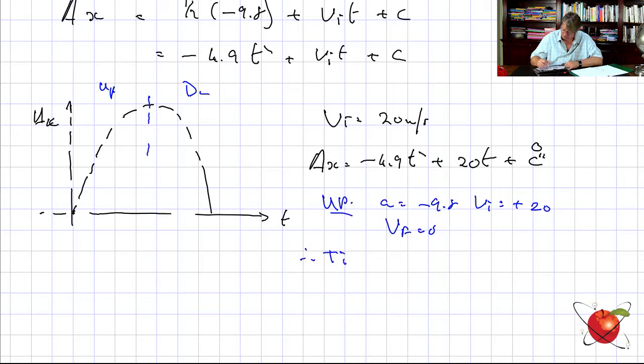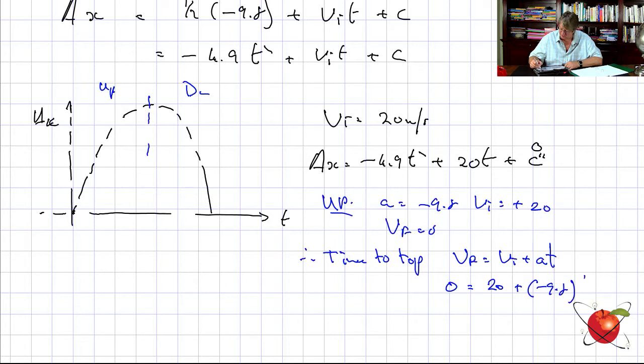Therefore, time to the top is going to be v final is equal to v initial plus at. Sorry, my final velocity at the top is 0, which is equal to 20 plus minus 9.8 t. Therefore, t comes out to be 2.04 seconds. And we then would say, right, at this point, this is 2.04 seconds. Immediately, you can say that's 4.08 seconds.